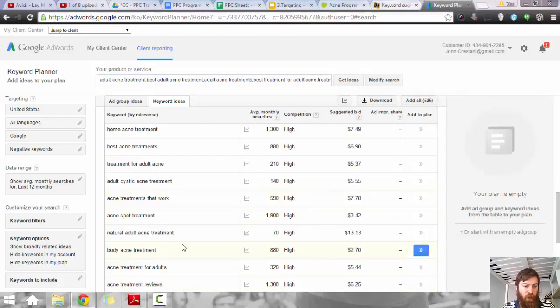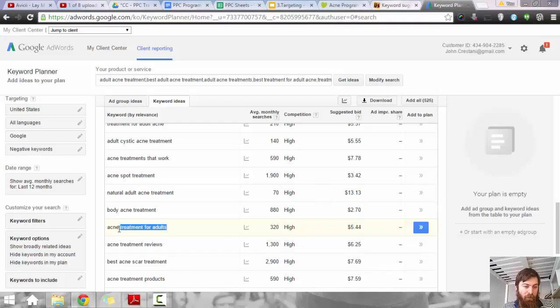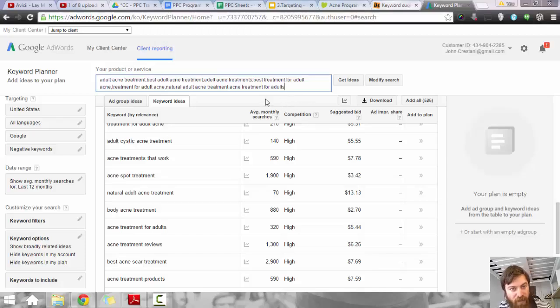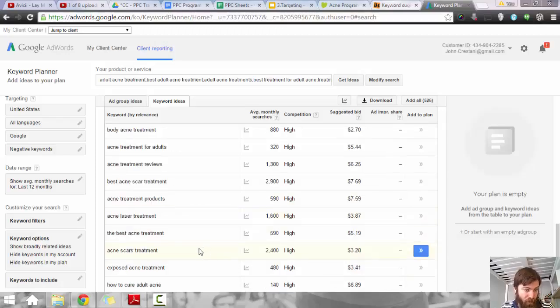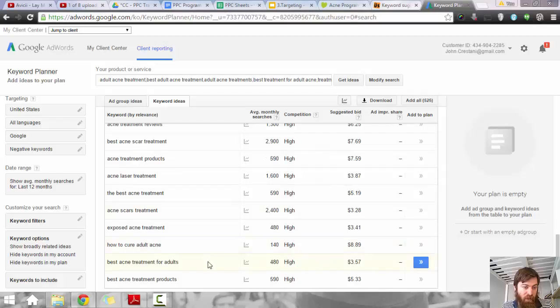So this could have been in the natural acne treatments group, but I'm saying it should be in the adult acne group because it's more specific than natural. The best acne treatment, it's not adult acne. Best acne treatment for adults. So we're building up a nice list of keywords here.